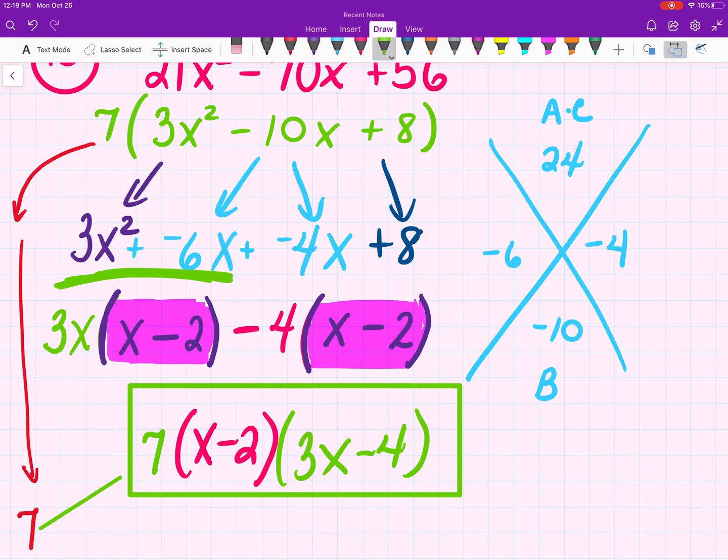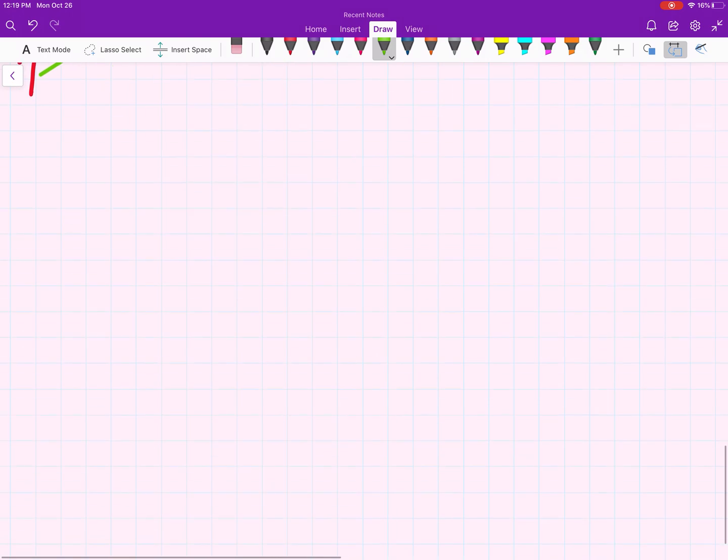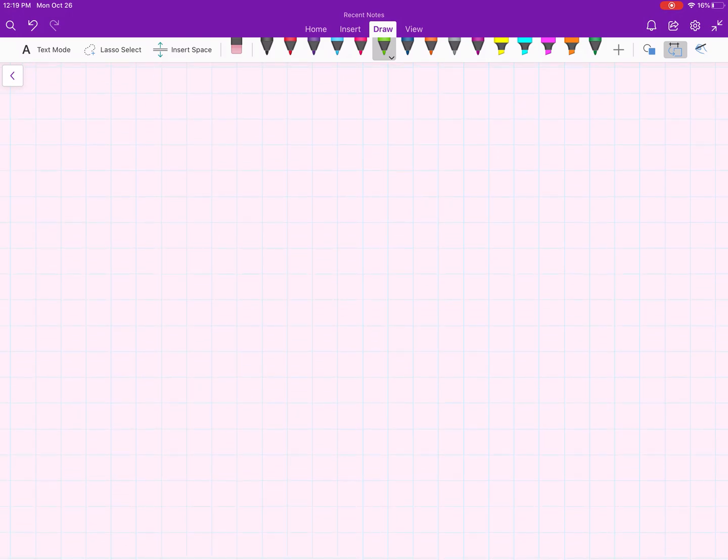All right, this also works with 4 terms. So let's talk about what that means if we're doing 4 terms. So I'm in the same homework, but I'm going to do number 6 and number 7 because they have 4 terms, okay?